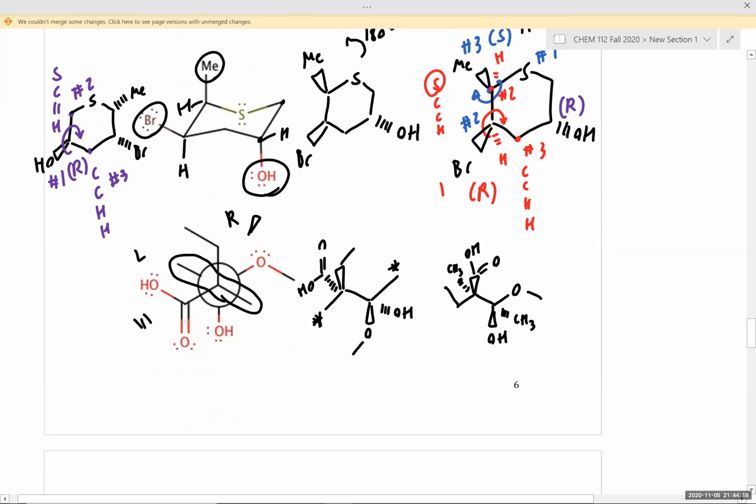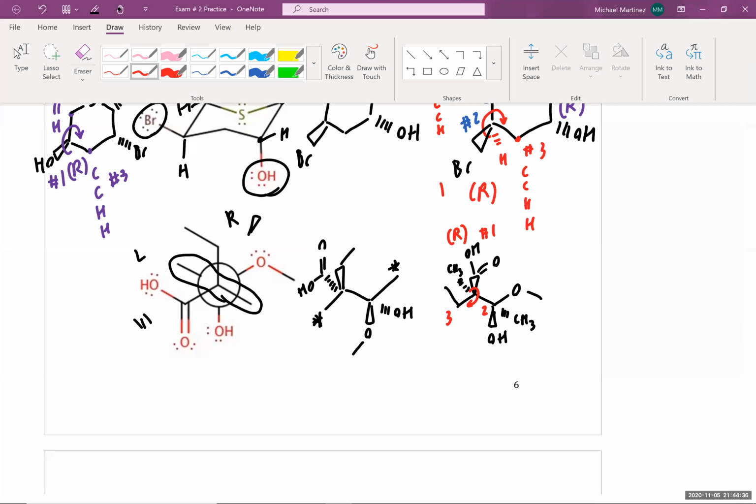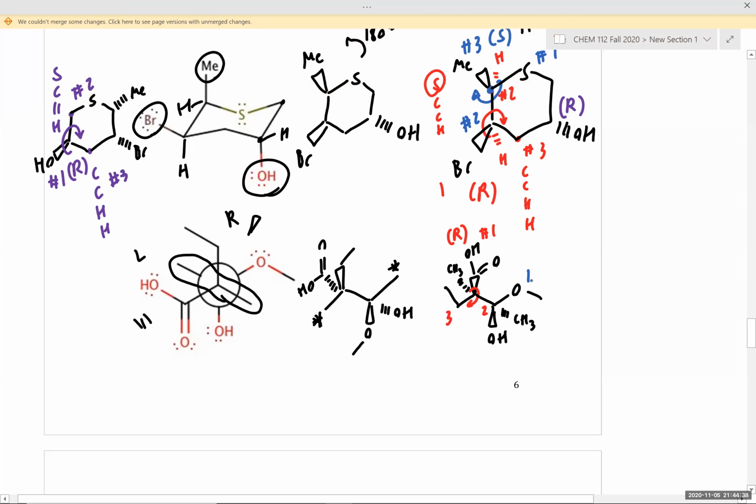Okay, so looking at this in terms of priority, the carboxylic acid is priority 1. The second group is priority 2. The ethyl is priority 3. Tracing, that gives us an R stereochemistry. For our second stereocenter, the ether is priority 1. The alcohol is priority 2, and the carboxylic acid is priority 3. So tracing, that gives us an R stereochemistry. Does that make sense to everyone?